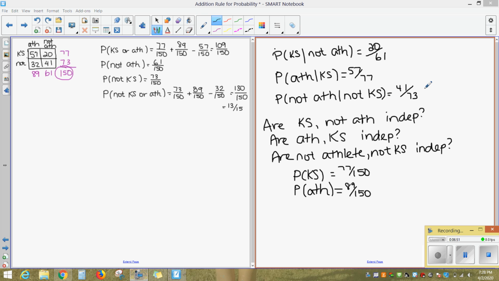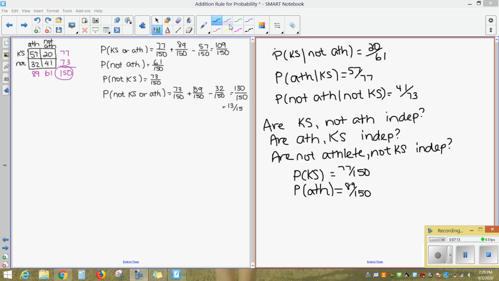All right, so not an athlete. There's 61 of them. The ones from Kansas are 20. So given that we're from Kansas is 77. An athlete is 57 of those. Same thing here, not Kansas is 73. 41 of them are non-athletes.